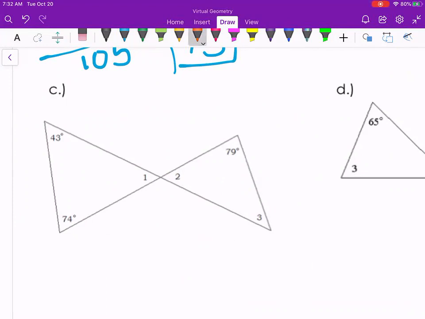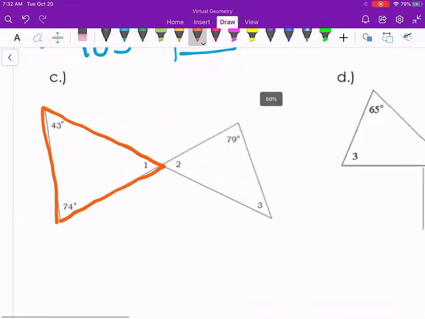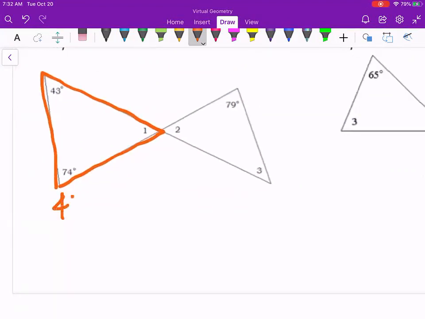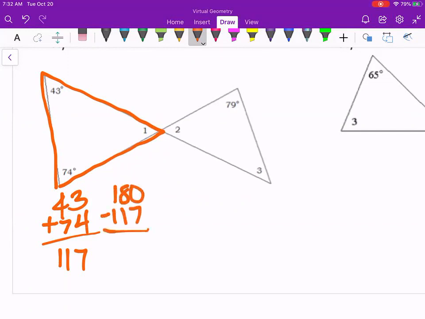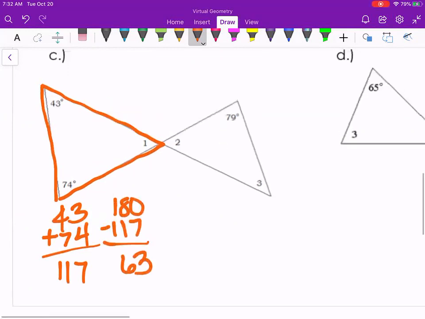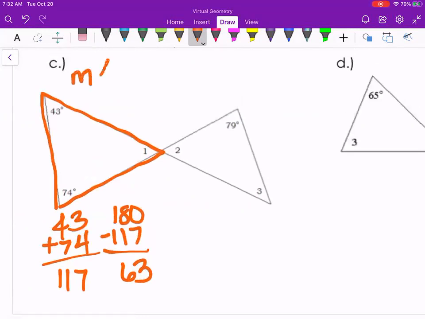So we'll start one triangle at a time, and we always start with the triangle that has the most measures inside of it. Since this one is giving us two of the three angles I need, I have to start with that one. So same process, 43 plus the 74, 117. I'm going to take away that 117 from 180. And I'm left with 63 again. So right now, angle 1. So the measure of angle 1 is 63 degrees.